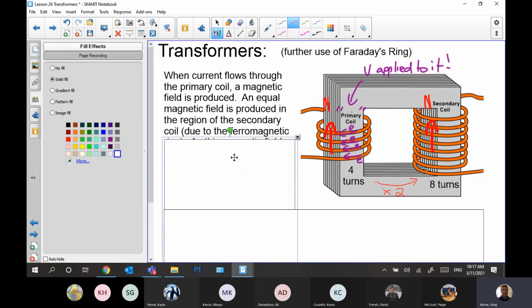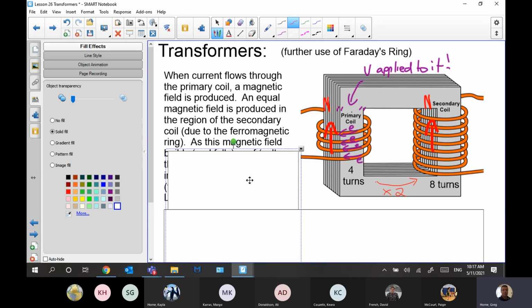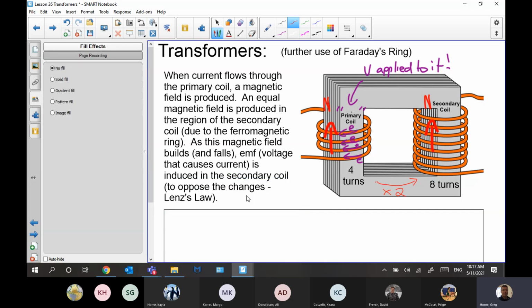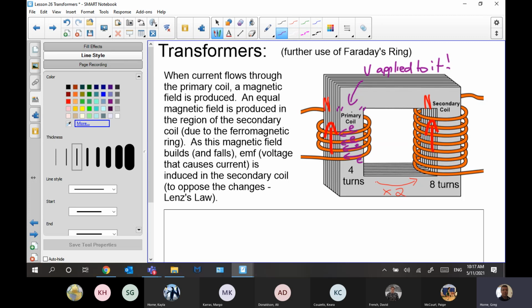If that happens, the next step is to say, as this magnetic field builds, a voltage that causes current is going to be induced in the secondary coil. And we know that the electron flow or current, however you want to describe it, will be opposite. It'll cause a magnetic field that's going to oppose the change. So basically, as the north is building like this, you're going to want to create an opposing north like this.